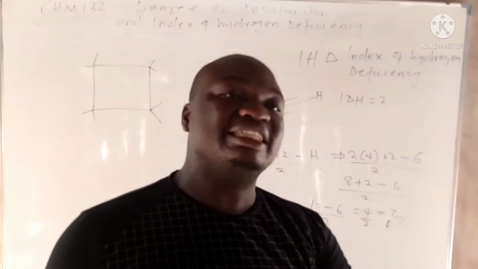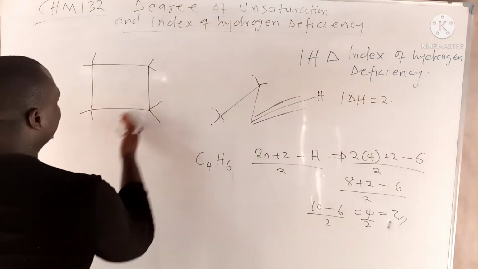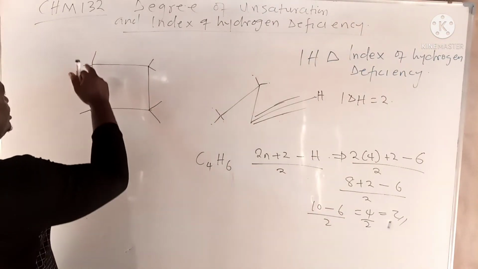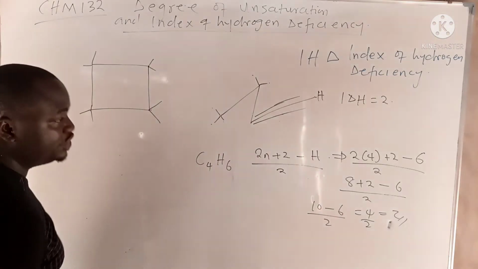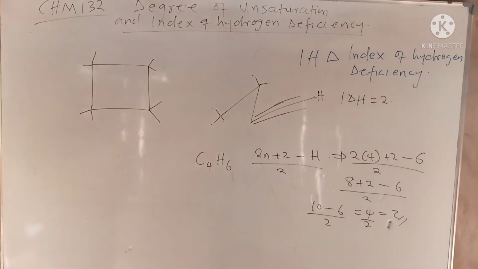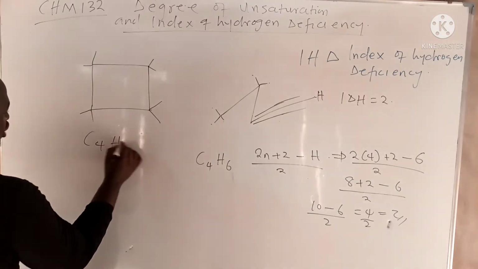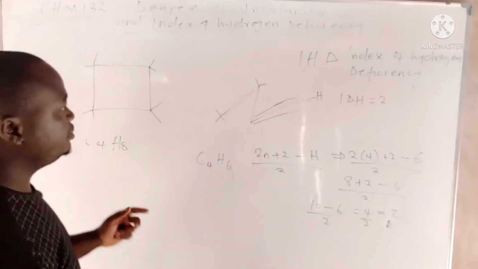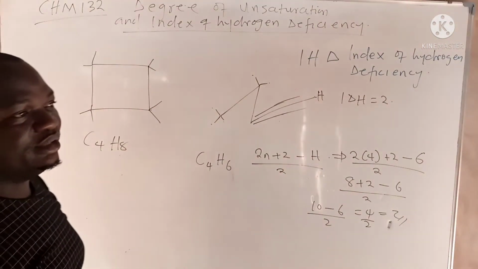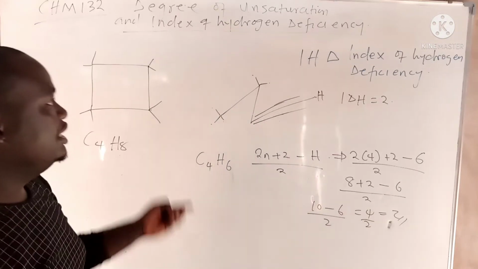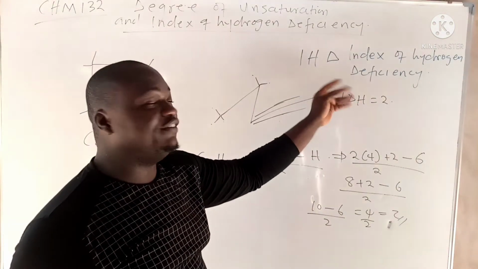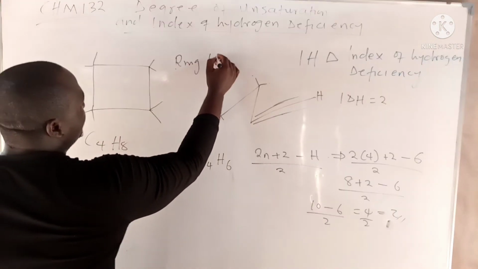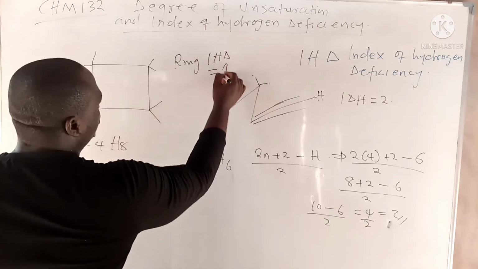Now, what about if it is a ring? Now, if it is a ring, you can see it on the board. From this cyclobutane, you can see it has two hydrogens on each carbon, because this is 1, 2, 3, 4 here. And if it is a benzene ring, this should give you C4H8. Whenever we are talking about the ring, the IDH, or the IHD, I'm calling it IDH, the index of hydrogen deficiency, is just 1. So for a ring, the IHD is equal to 1.